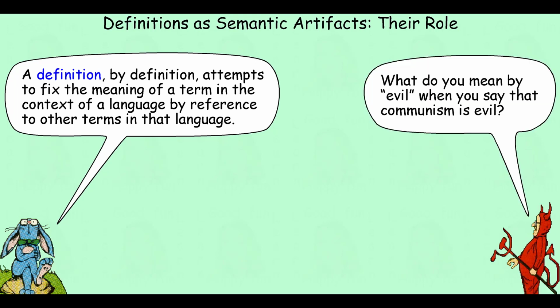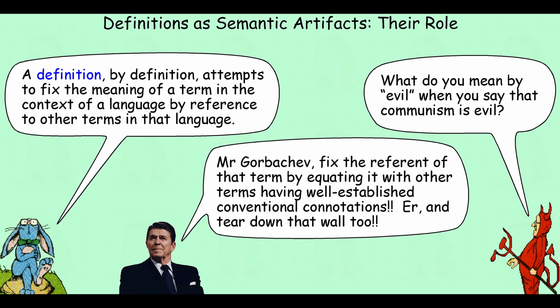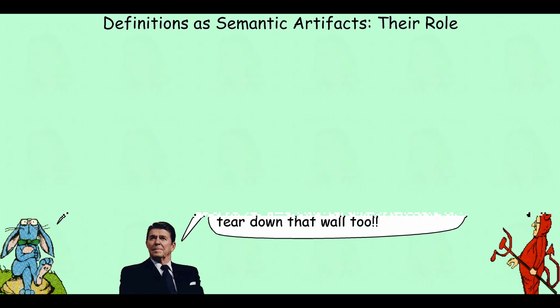So for example, when Ronald Reagan was president and there was this entity called the Soviet Union, Reagan said of the Soviet Union that it was the evil empire. And the then head of the Soviet Union, Mikhail Gorbachev, was perplexed. He's like, what do you mean we're evil? What are you talking about? So Reagan could have gotten up and said something like this. Mr. Gorbachev, fix the reference of that term by equating it with other terms having well-established conventional connotations. And tear down that wall too.